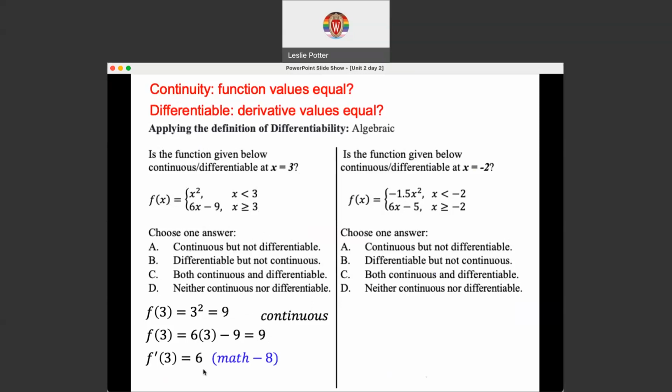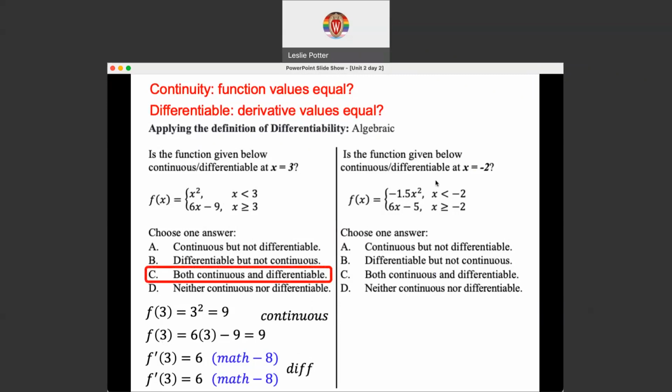Okay, let's check the derivative. So I take x squared and I stick it into my calculator and I do a math 8. Or if I wanted to, I could graph it and do it that way. And when I do that and evaluate it at 3, I get 6. And when I stick 6x minus 9 into my calculator and do a math 8, I also get 6. So I get the same derivatives, so it's differentiable. So it's both continuous and differentiable, so it's both of them. So it's option C. Let's take a look at this next example.